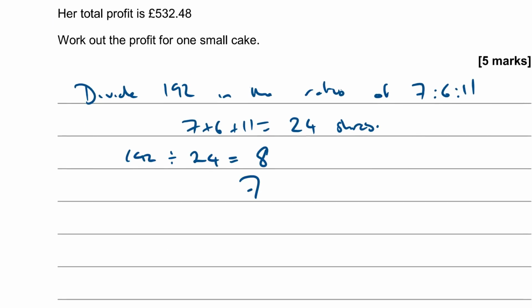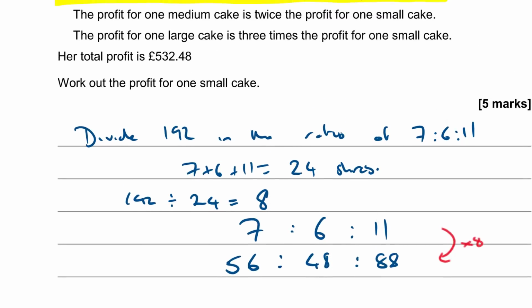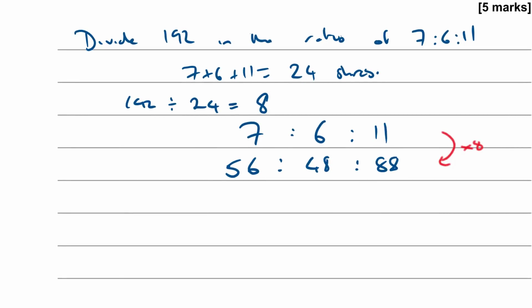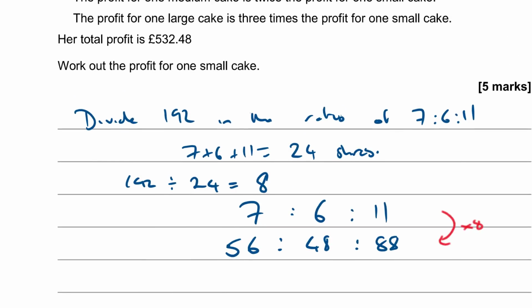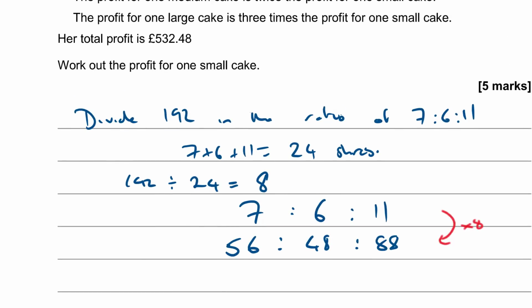So taking our ratio of 7 to 6 to 11 and scaling up by a factor of 8, 7 eights are 56, 6 eights are 48, and 11 eights are 88. Always a good idea here to double check your working. Add up the three numbers and check that they add up to 192, which they do. So I'm happy with that. That was small, medium, large, wasn't it? So it's going to be 56 small cakes, 48 medium cakes, and 88 large cakes.